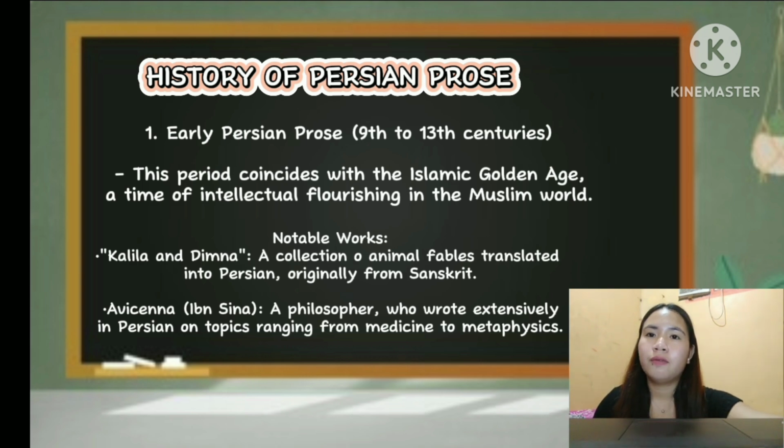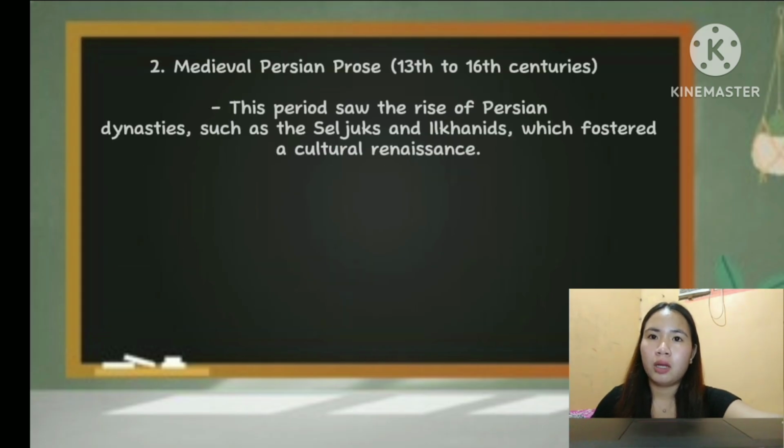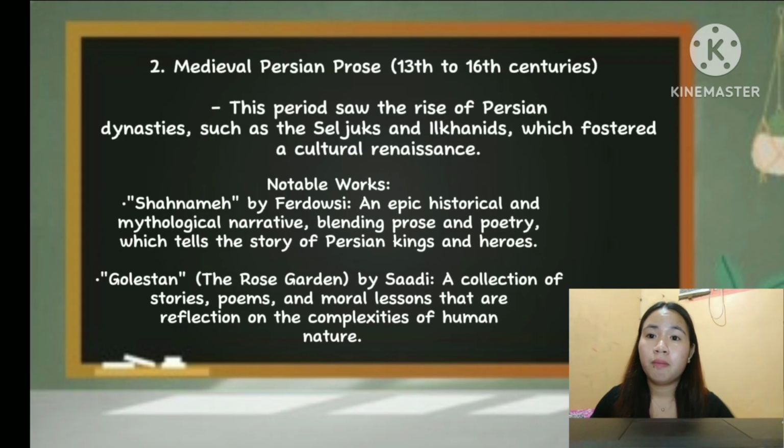Next we have Avicenna or Ibn Sina, a philosopher, physician, and polymath who wrote extensively in Persian on topics ranging from medicine and metaphysics. Next period will be the medieval period prose.